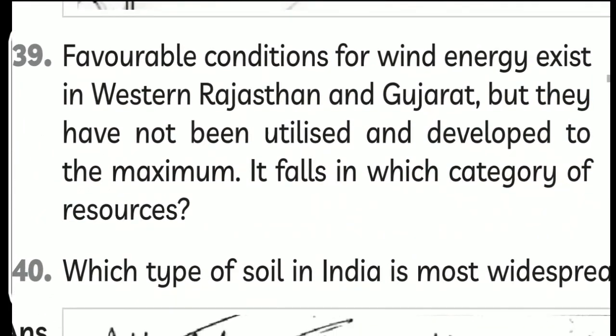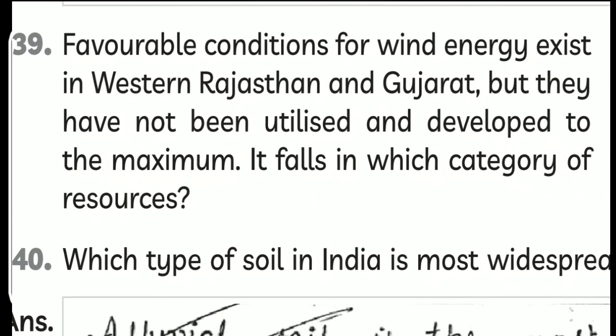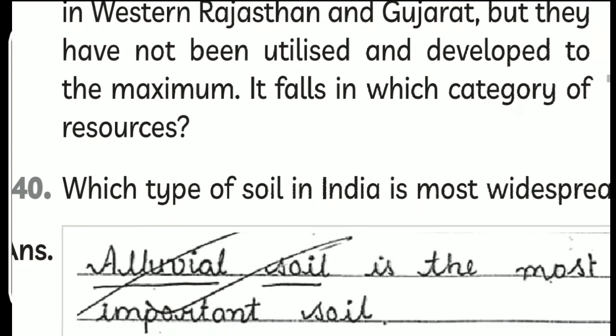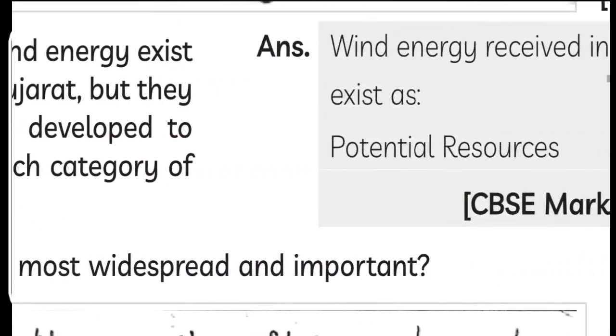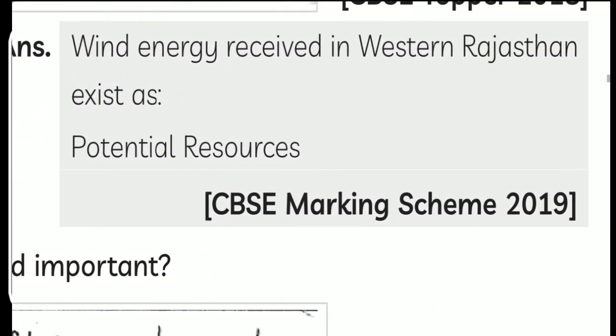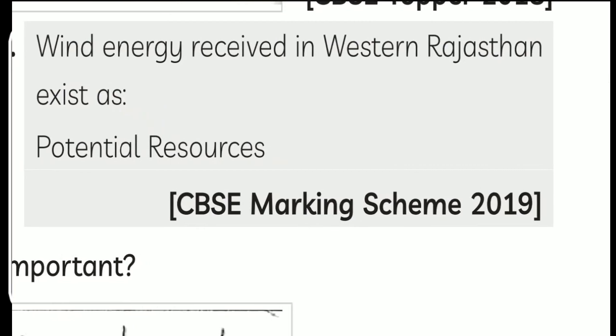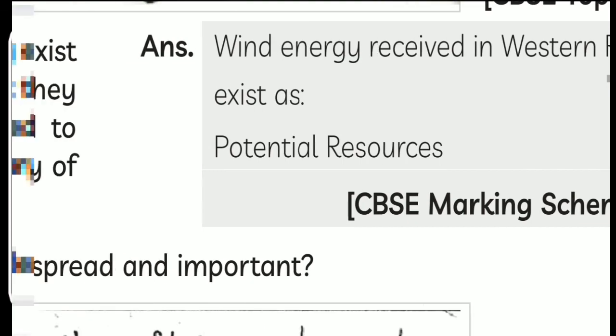So the next question is: favorable conditions for wind energy exist in Western Rajasthan and Gujarat, but they have not been utilized and developed to a maximum. It falls in which category of resources? And your answer will be: wind energy in Western Rajasthan exists as a potential resource.